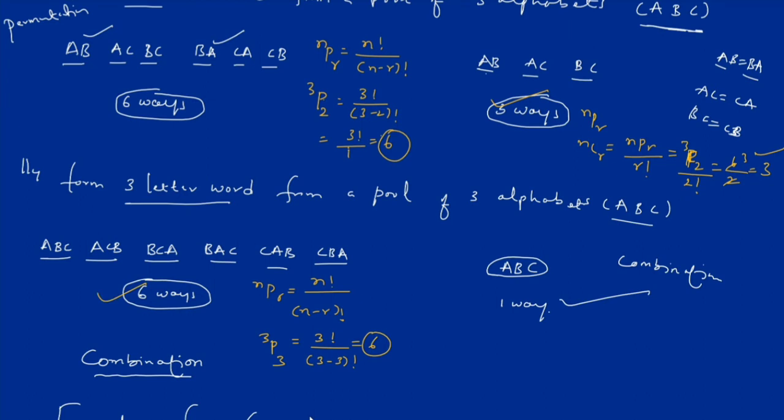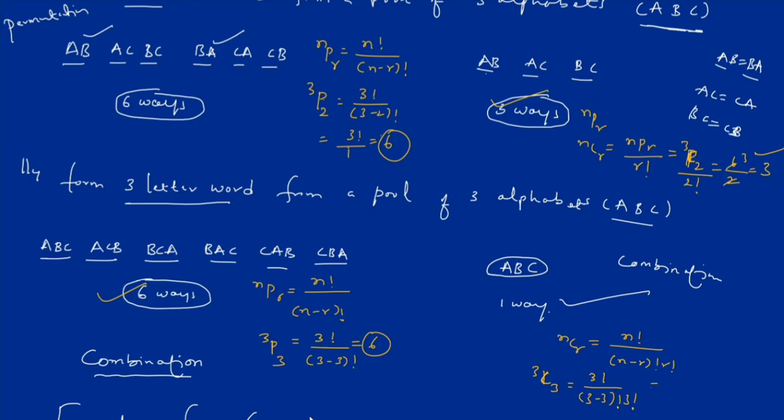Similarly, if you take nCr, which equals n factorial upon (n minus r) factorial into r factorial, right? Just substitute n here also: 3C3 is 3 factorial upon (3 minus 3) factorial into 3 factorial, right?